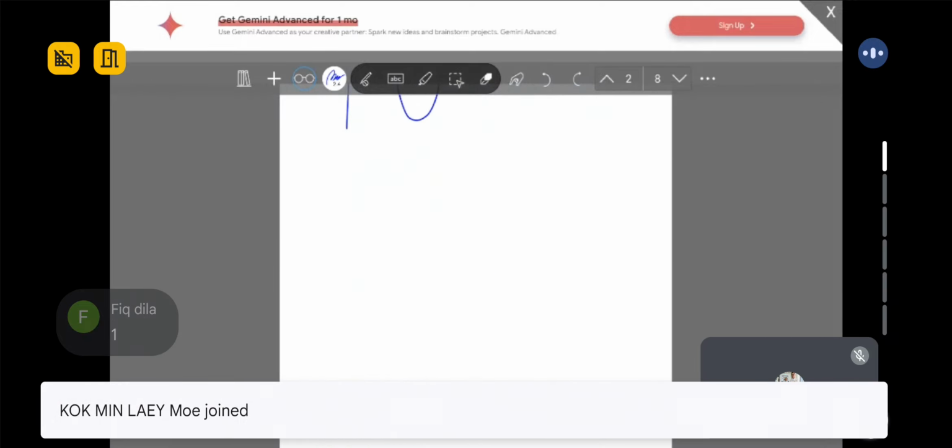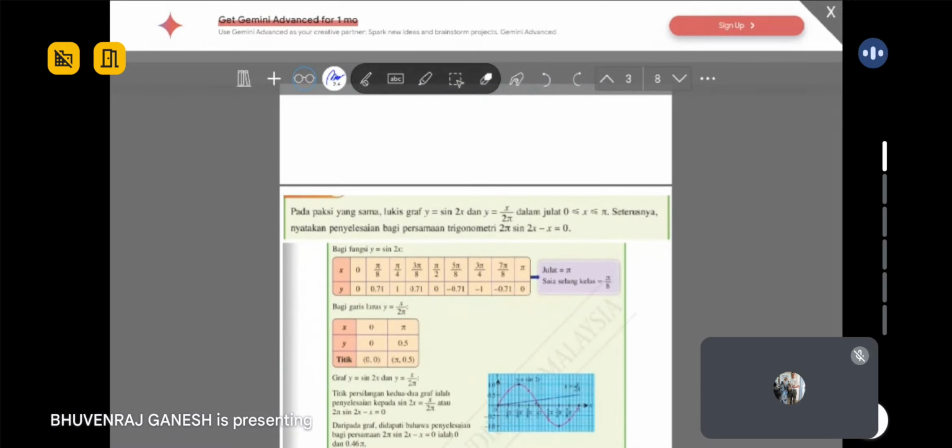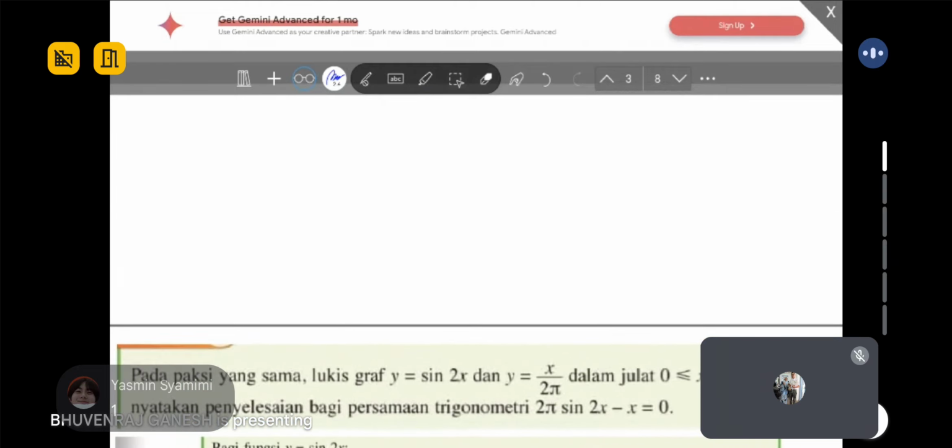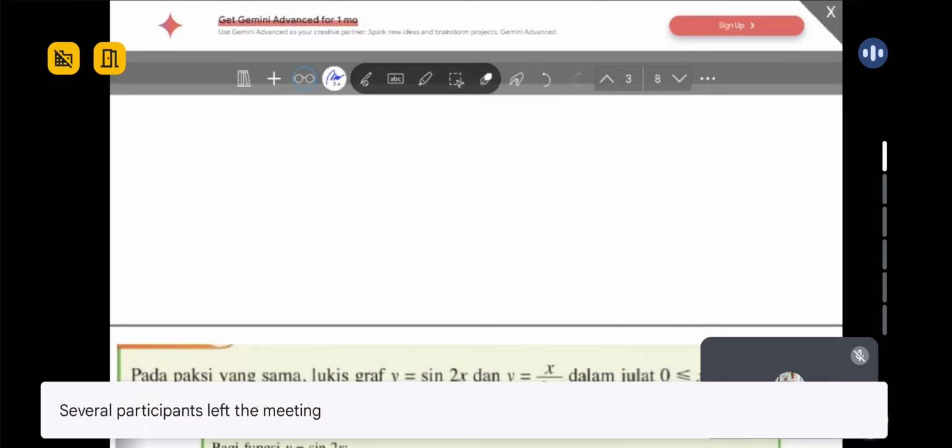So continue. Okay, next question. Now you must be able to tell me how many solutions you have for your trigo graph. This question is very famous for paper 2. Kertas 2 selalu dia tanya, nyatakan bilangan penyelesaian. Pernah nampak? They'll always ask you, tell me the number of solutions for the graph.